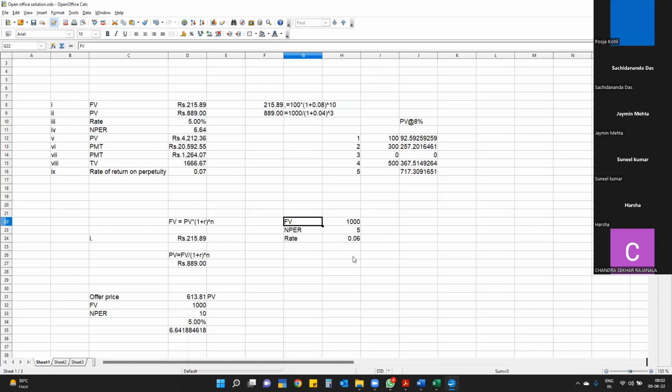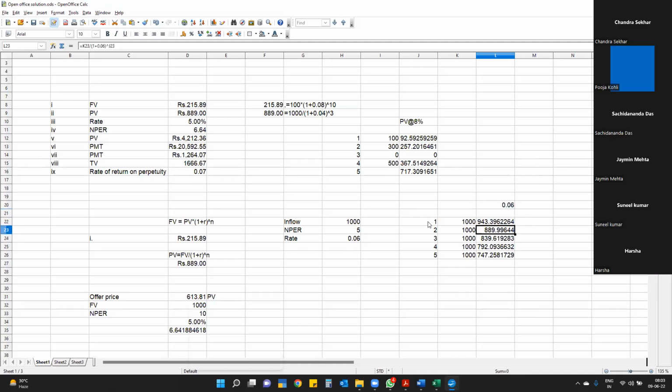But this is not future value. This is the inflow for the 5 years at the end of each year. So year 1, 2, 3, 4, 5. We will get 1,000, 1,000, 1,000, 1,000, 1,000. Right. And we have to discount it at 0.06. So as mentioned in my concepts, we have given the formula. We have to calculate the present value of 1,000. So it is 4212.36.